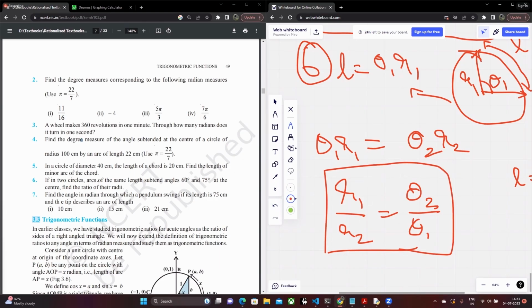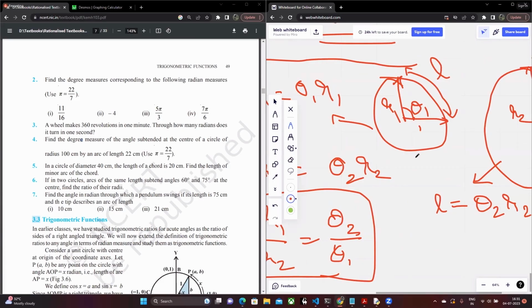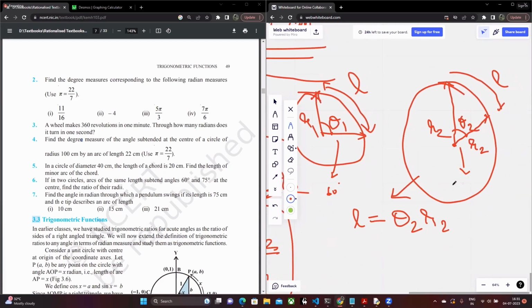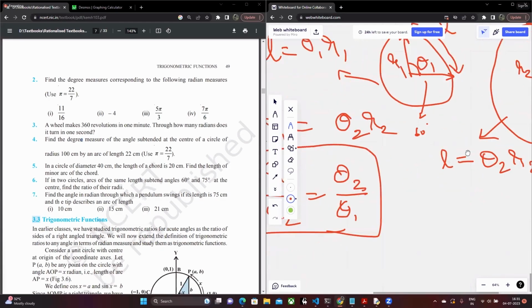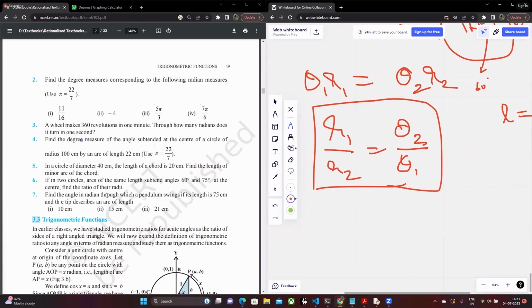In two circles of the same length, arcs subtend angles 60 and 75 degrees at the center. Therefore, they've given us that this is basically 60 degrees, and this angle is 75 degrees. I should have interchanged these angles because this is very close to 60, but even then, this is not to scale. All right, people, forgive my shoddy drawings.